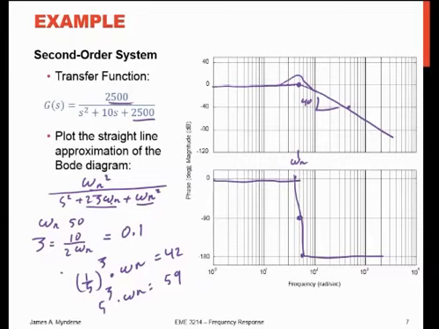And I think I covered all of that. Yes, that is my transfer function. Fairly straightforward. We just chunk them together.